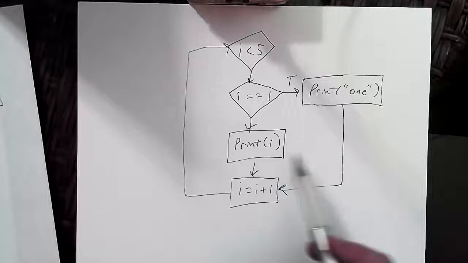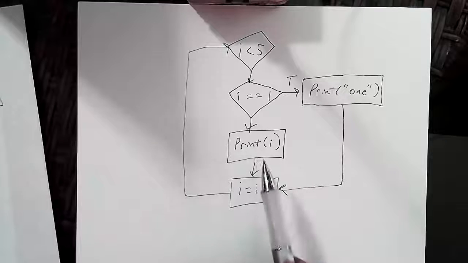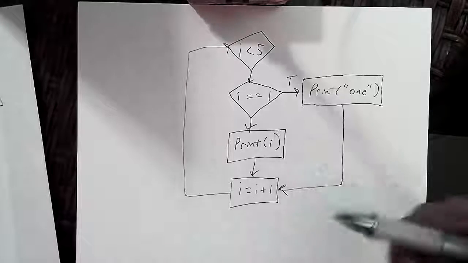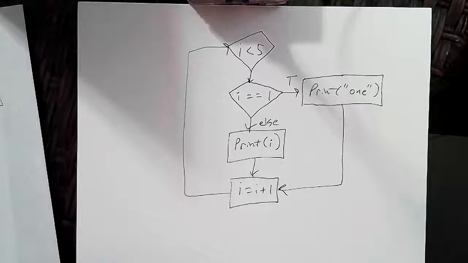Okay, and then, if that wasn't the case, then I want to still print the I as a number. And so this becomes an else. So what you do, hit enter, and then backspace once to get to the beginning of the line, and then type in else, and a colon.